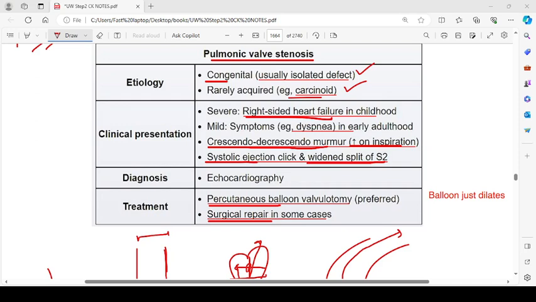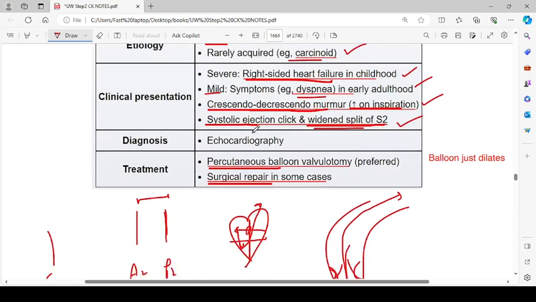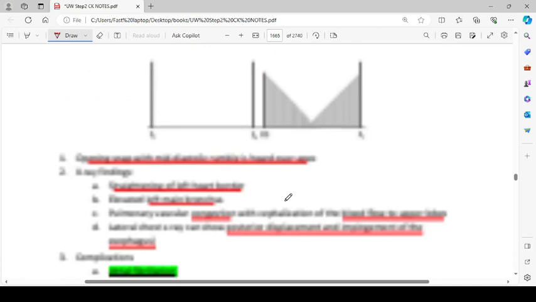The clinical presentation: if it is severe, there is right-sided heart failure in childhood. For mild disease, there are symptoms like dyspnea in early adulthood, a crescendo decrescendo murmur that increases on inspiration, and a systolic ejection click, for example, with widened splitting of S2. Diagnosis is with echocardiography. The treatment is percutaneous balloon valvulotomy, which is preferred. The balloon just dilates it, and surgical repair in some cases should also be performed.